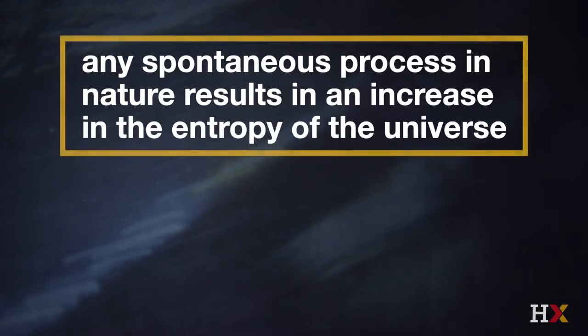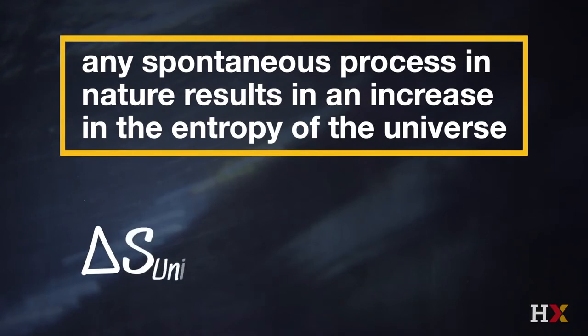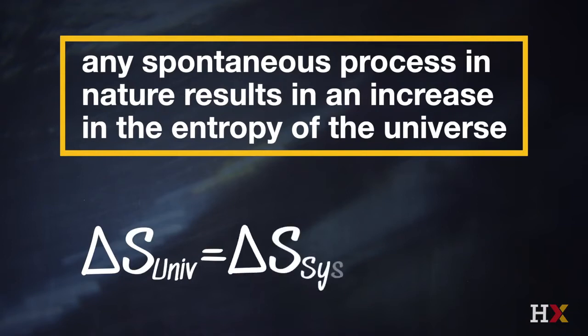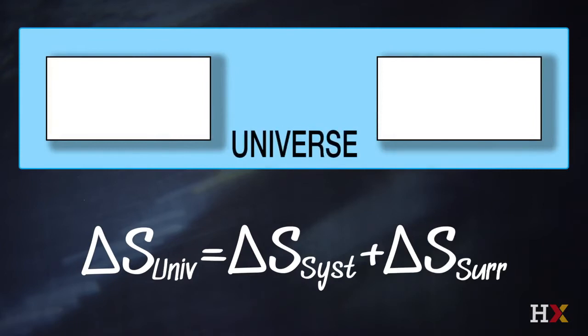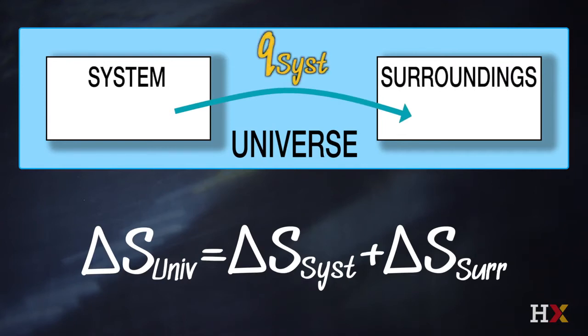And so when we move to the second law of thermodynamics, it's based on a remarkably simple statement, and that is that any spontaneous process in nature results in an increase in the entropy of the universe. That is to say, if we write delta S, the change in entropy of the universe, that's equal to the change in entropy of the system plus the change in entropy of the surroundings. And in particular, we're going to analyze the flow of heat from the system into the surroundings. So it's heat that's leaving the system.